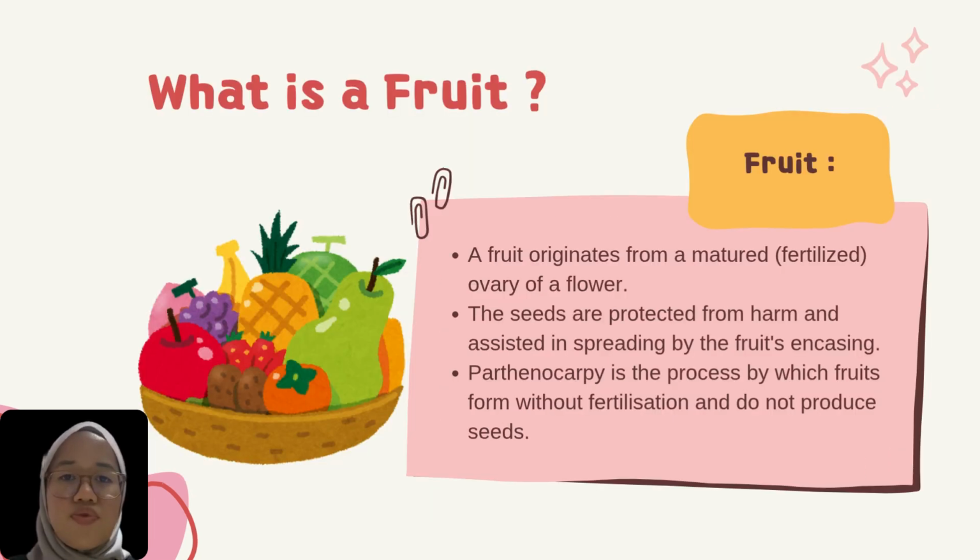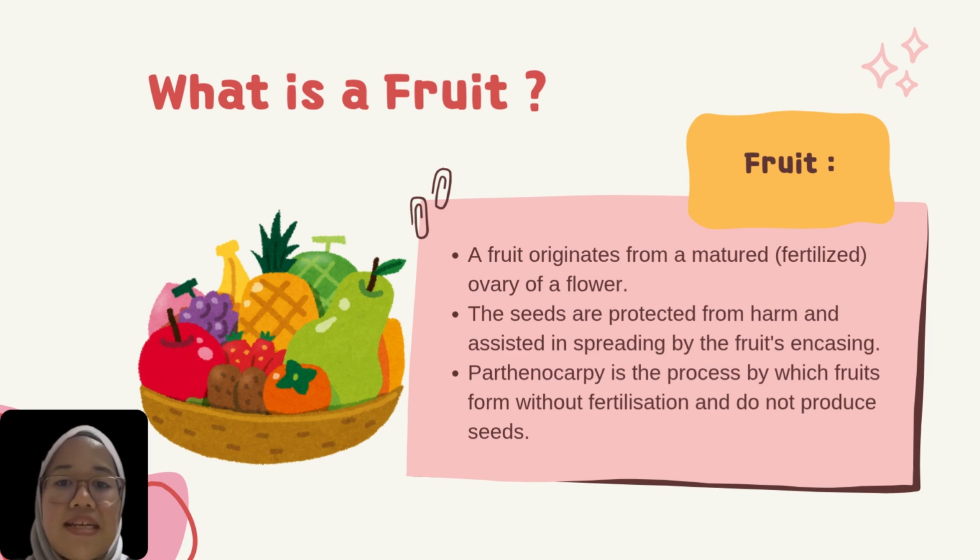Next, our topic is fruit. What is fruit? A fruit originates from a mature fertilized ovary of a flower. For seeded fruit, the seeds are protected from harm and assisted in spreading by the fruit and its casing, for example, whether by wind, water, or animals that eat and carry them elsewhere.